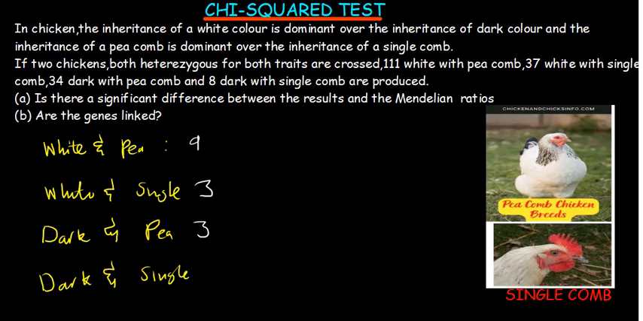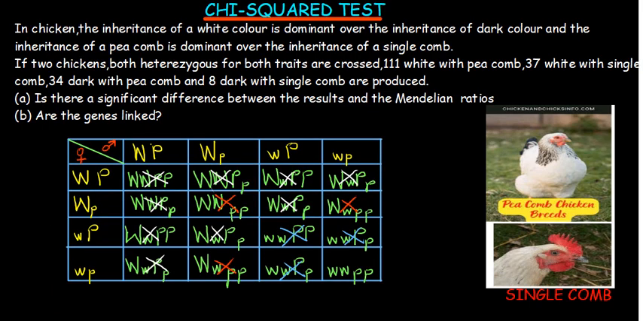And what of dark and single? Dark is recessive. Single is also recessive. That means they should all be small letters, small w's and also small p's. So you can see we only have this one which has remained. So it's only 1.